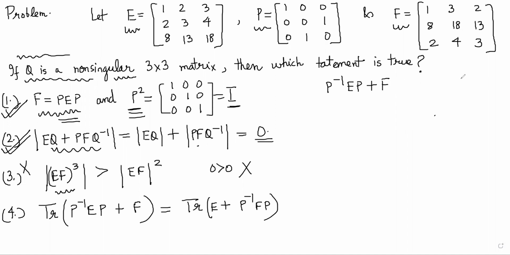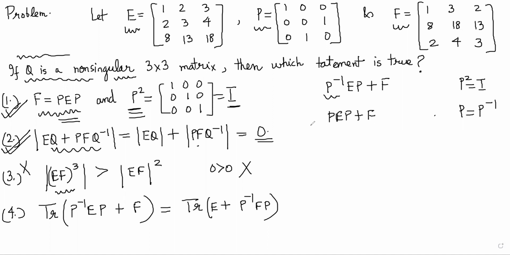So we know that P square is equal to I. So P is equal to P inverse. So if I write P instead of this, I'll get PEP plus F, right? Correct? And PEP plus F basically means that this is, let me think.